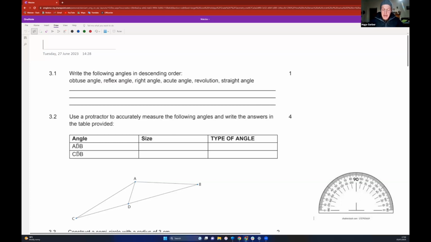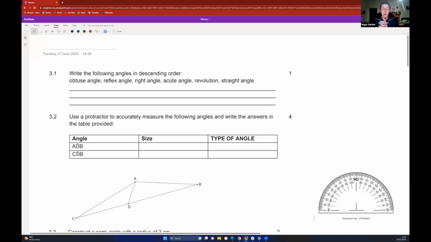Write down the following angles. This is where you need your pen and paper, please. I'm going to give you a second to do this. Write down the following angles in descending order, okay? Some angles will be bigger than others, and we have names for those types of angles. Angles that are bigger than 90 degrees, angles that are smaller than 90 degrees.